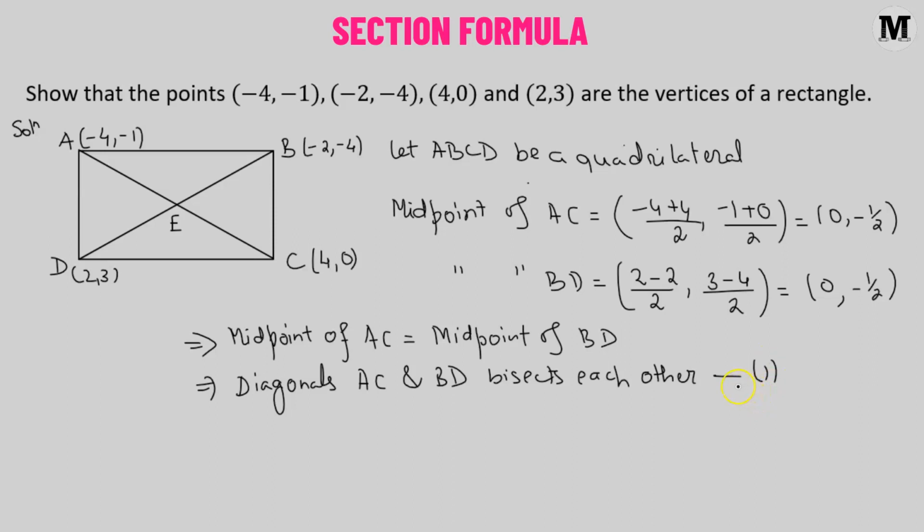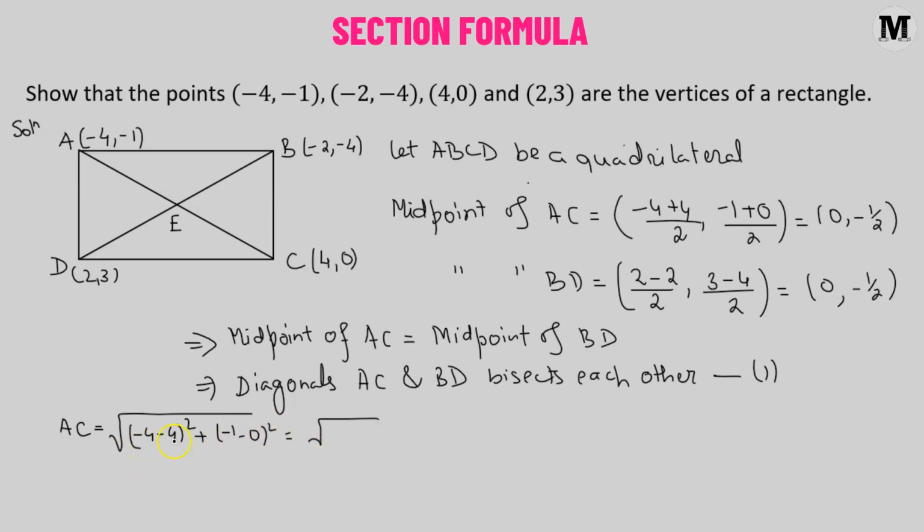We need one more condition, and for that we will show that the diagonal AC must be equal to the length of the diagonal BD. For this, we'll have to use the distance formula to obtain the length of AC. All you have to do is take the square root. Underneath the square root, first we take the difference of the x coordinates, so that's -4 - 4, and we square this value. And we add it to the difference of the y coordinates, so we have (-1 - 0) squared.